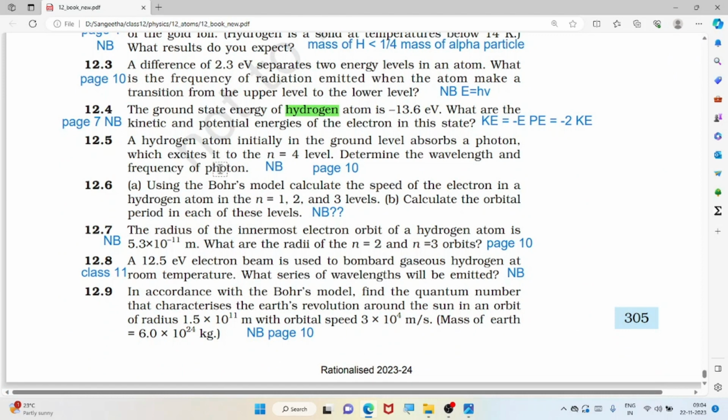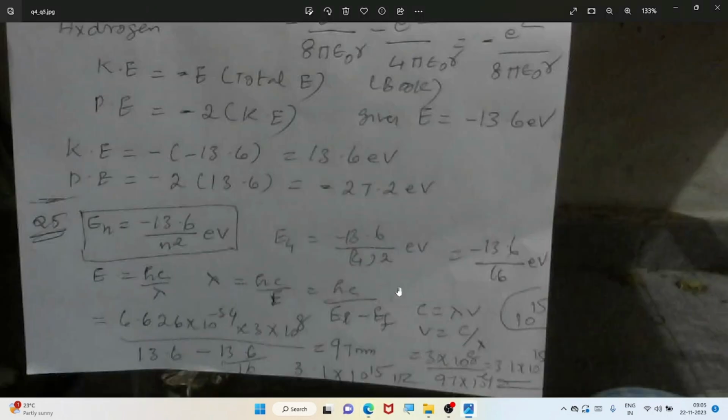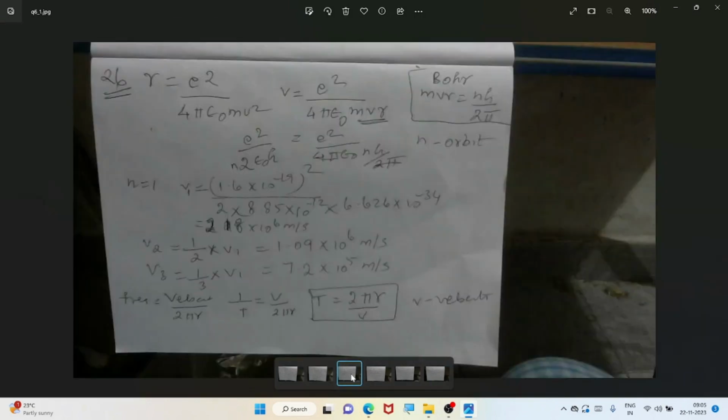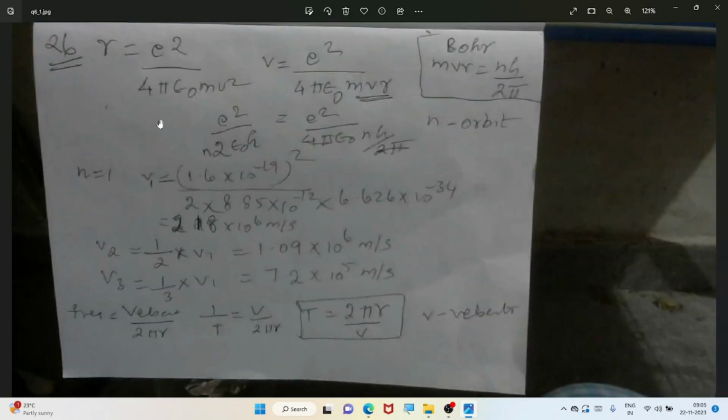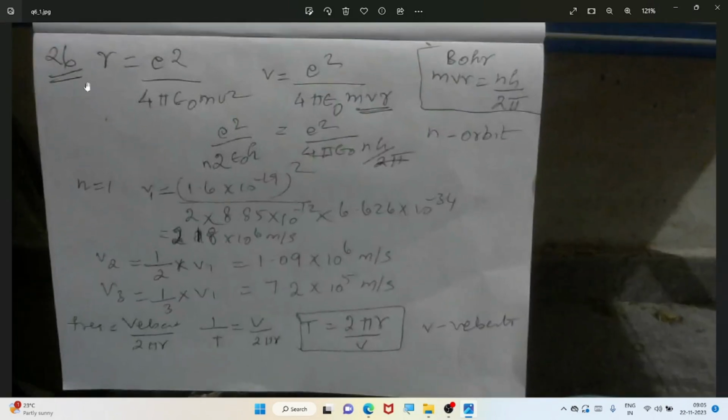Using Bohr's model, calculate the speed of the electron in the hydrogen atom at this level. Okay, calculate the orbital period also. Okay, this formula is given in the book.